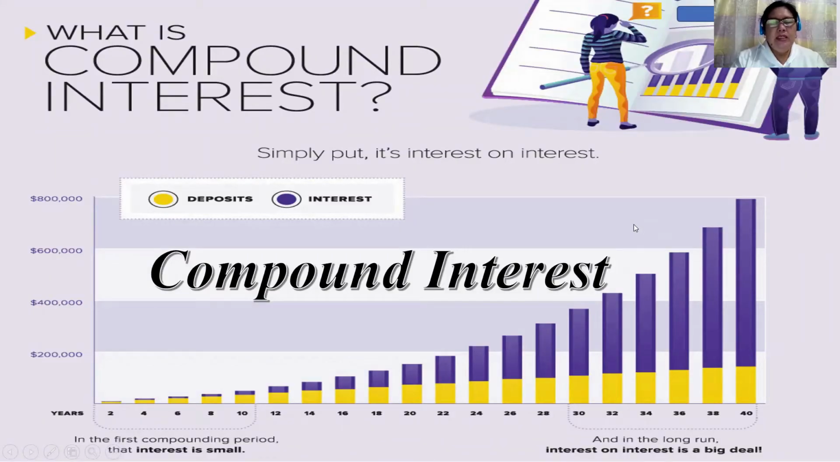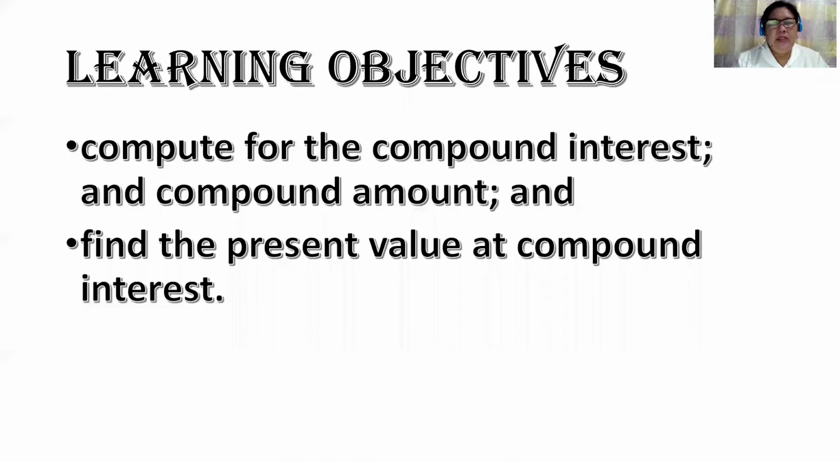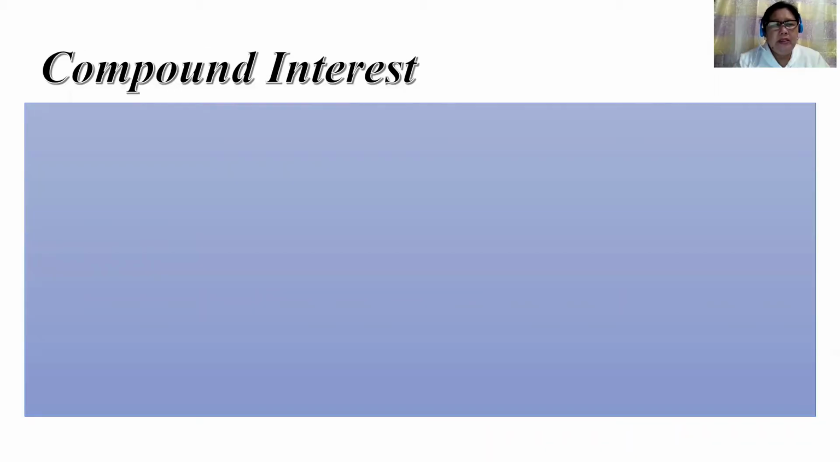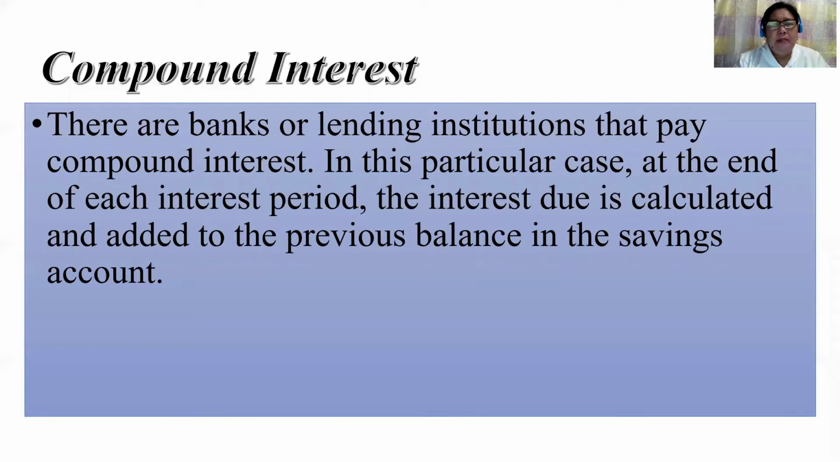Hello, math learners. Our lesson for today is about compound interest. The learning objectives are: you are going to compute for the compound interest and compound amount, and find the present value at compound interest. In compound interest, there are banks or lending institutions that pay compound interest.